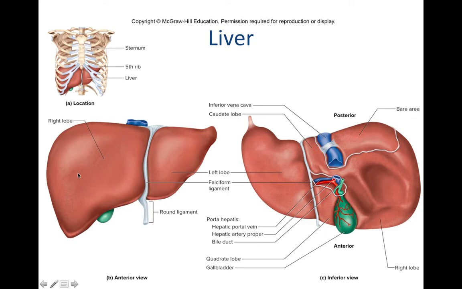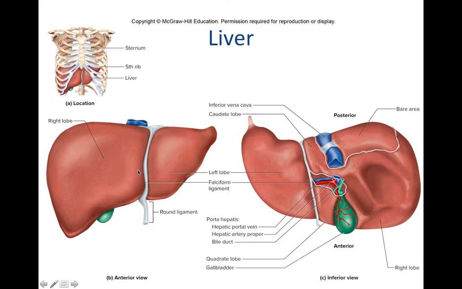So you have the right lobe here. When in doubt, remember the gallbladder is on the right side of the liver, right side of the body. So we have the right lobe, and then here is the left lobe. The right and left lobes are divided by this falciform ligament right here. And then extending out from there, you see the round ligament.